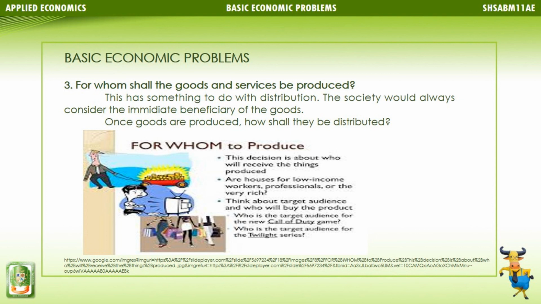This decision is about who will receive the things produced. Are houses for low-income workers, professionals, or the very rich? Think about target audience and who will buy the products.